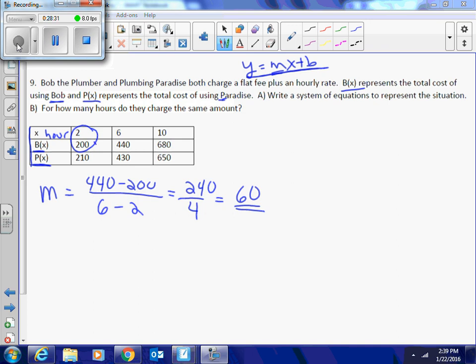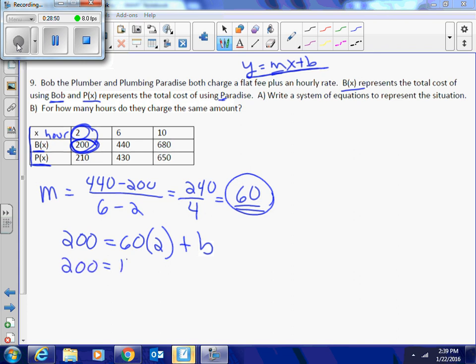Our y value would be 200, equals our slope, which is 60, we just calculated it. Our x value is 2, and it's the b we don't know. Our flat fee is unknown at this point. 200 equals 120 plus b. Subtract 120 from both sides, and we discover that b is 80.